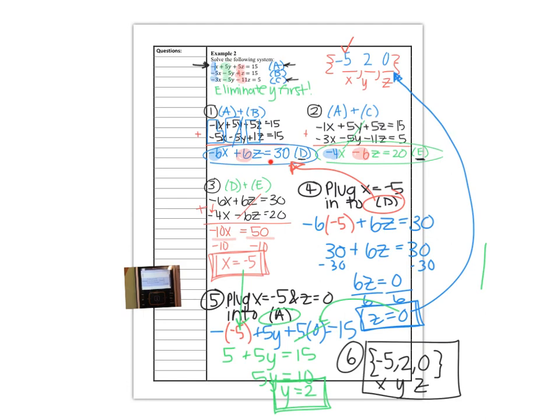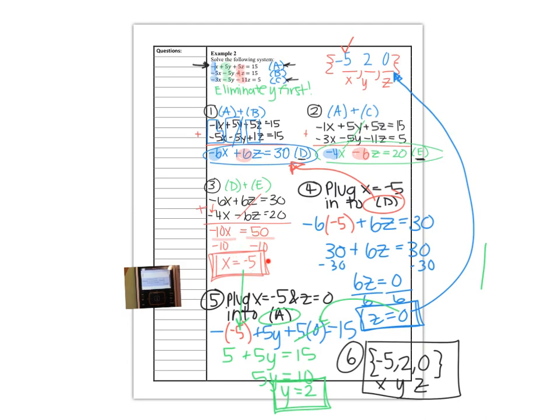This one we got lucky. We had a positive 6z and a negative 6z already. But I'm, again, looking at coefficients, seeing if they're the same number and if they're opposite signs. If they are, that's a great thing. If not, then we've got to get them there by multiplying by a coefficient. Then I'm adding those straight down, and I'm able to solve for x.